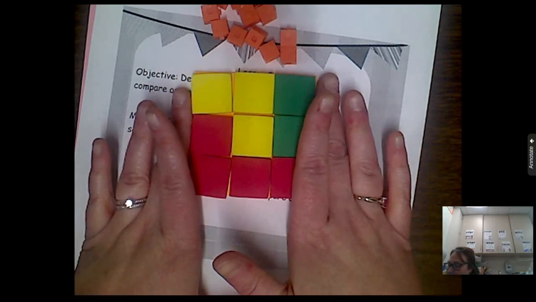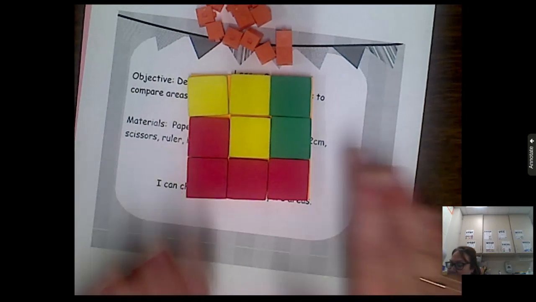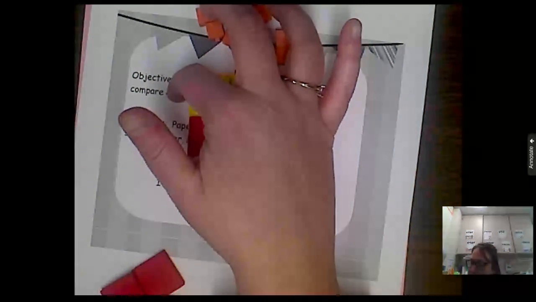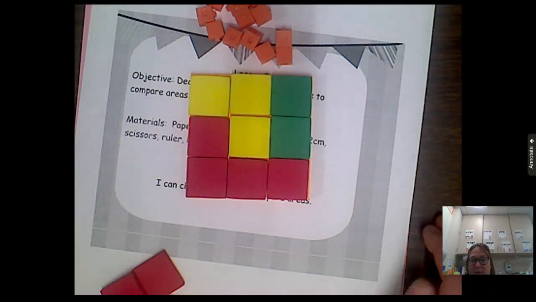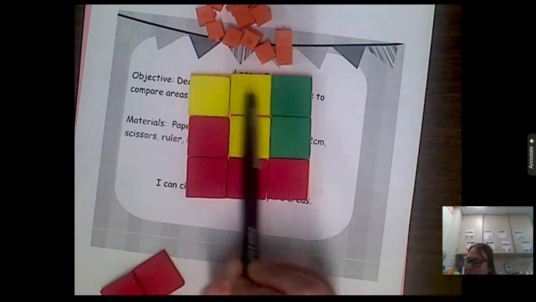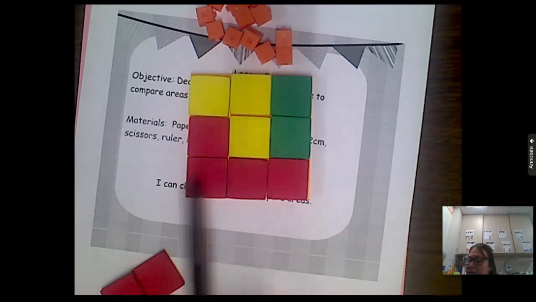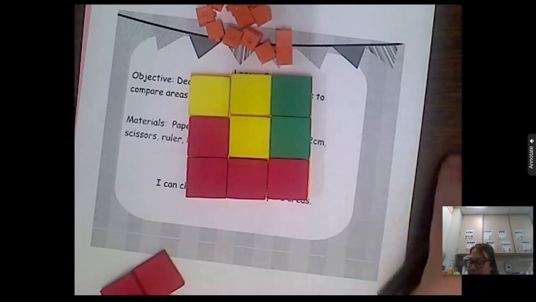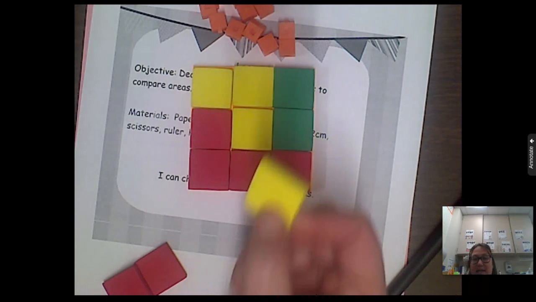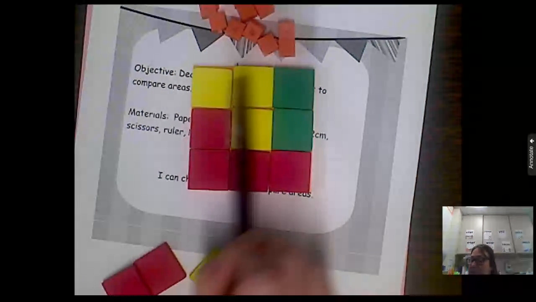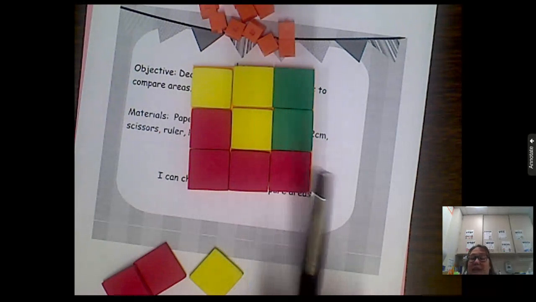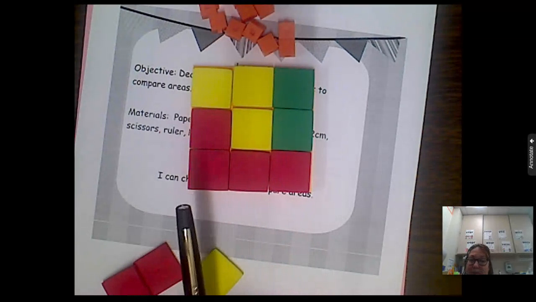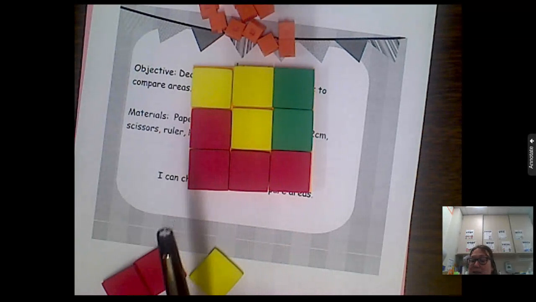So how many square tiles did it take me to fill up that Post-it note? Let's count together. So I've got 1, 2, 3, 4, 5, 6, 7, 8, 9. So it took 9 square units. So each one of these would be a square unit, 9 square units to fill up this Post-it note. So the area of this Post-it note would be 9 square units. Okay, so that's what area is.